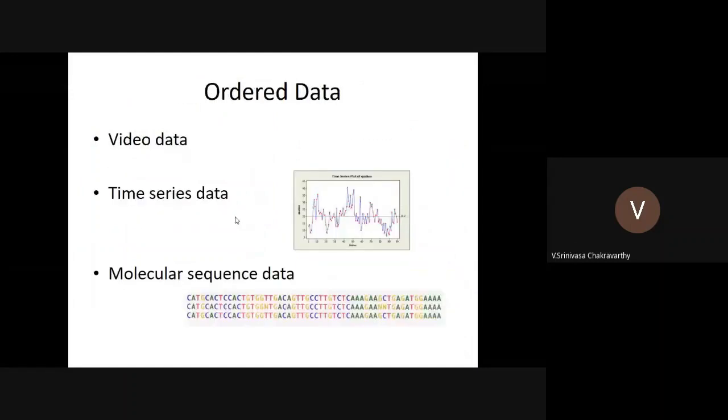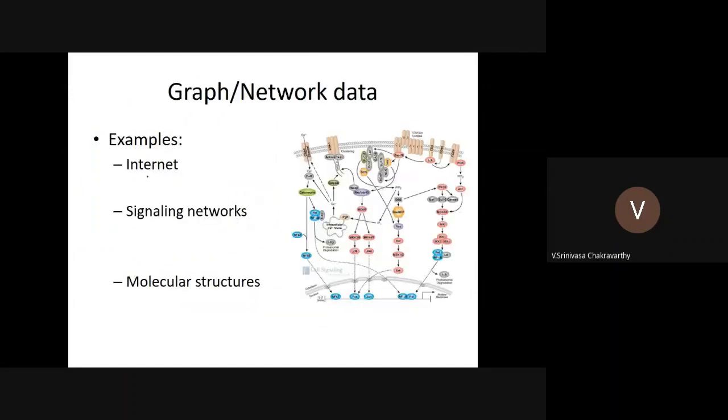Then you have graph data, or sorry, network data. The best example for a graph is the internet, which is of course a very big network. Then you also have, in biology and biotechnology, signaling networks, with different molecules acting on other molecules, and so on. So this is an example. On the right side is a signaling network. Then you have molecular structures, right?